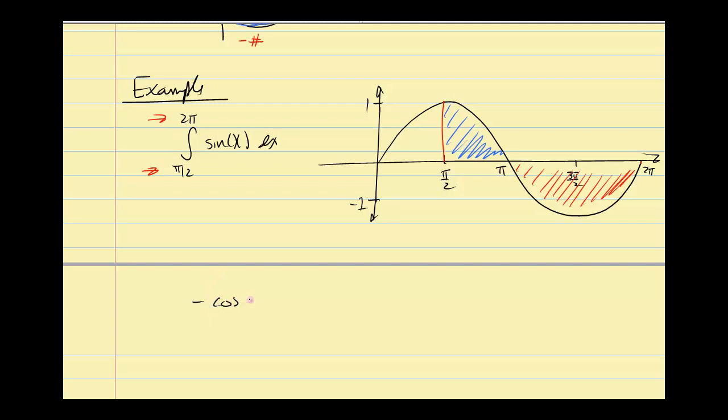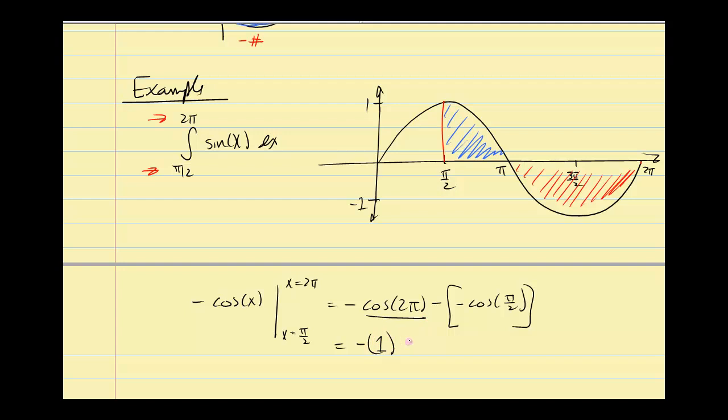So I get my integral here to be negative cosine of x, and I want to evaluate this from x equal pi over 2 to x equal 2 pi. So we go ahead and plug in our upper limit of integration minus our lower limit of integration. So cosine of 2 pi is 1. Minus a negative is the same as a positive. Cosine of pi over 2 is 0. And I get negative 1 here for this signed area. So this is not the actual area covered, this is the signed area.